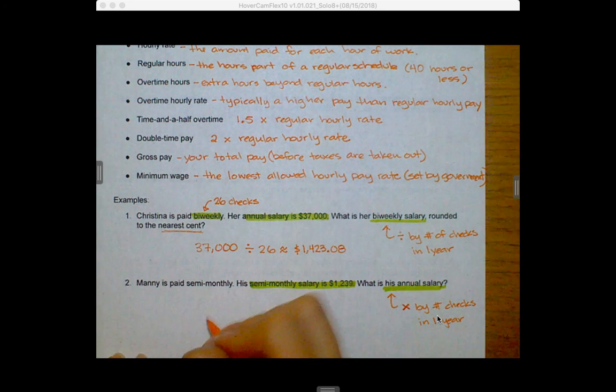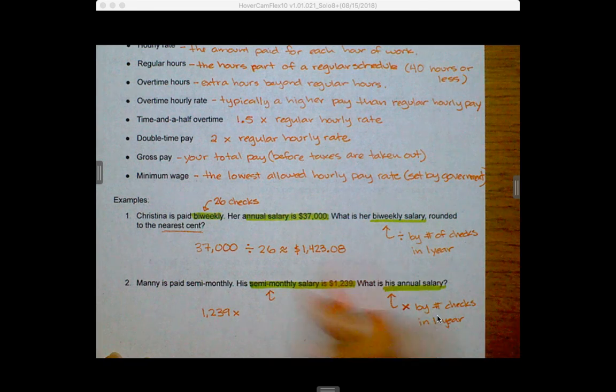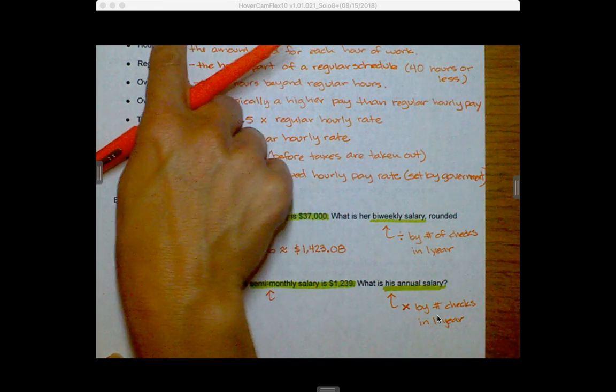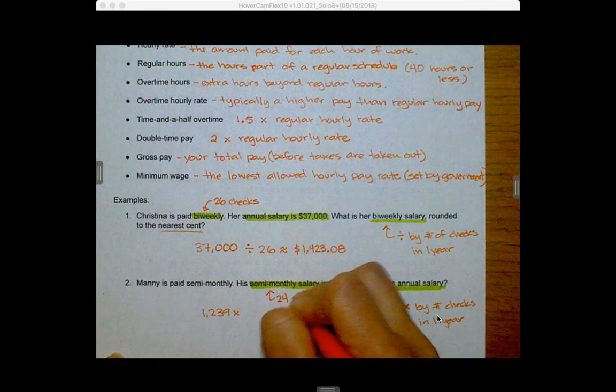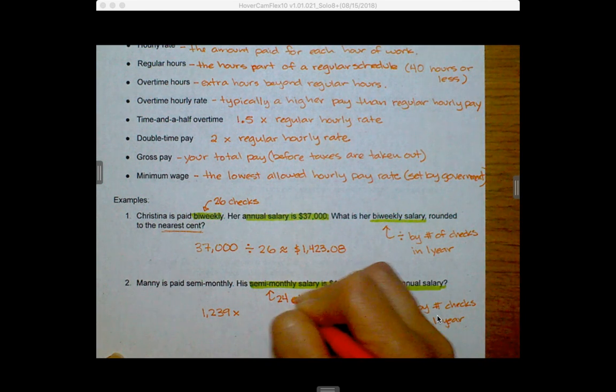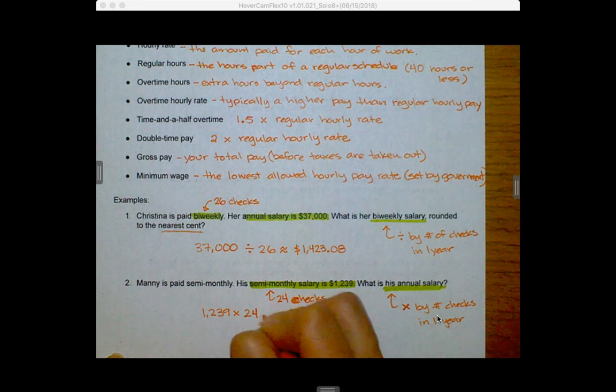Okay, so we're going to go ahead and take his semi-monthly salary, $1,239, and multiply it by, for semi-monthly, how many checks per year. If I go up above and I look at my semi-monthly notes, what I wrote down, he's getting 24 checks for the entire year. Okay, so I'm going to multiply by 24, and that's going to give me his yearly salary.